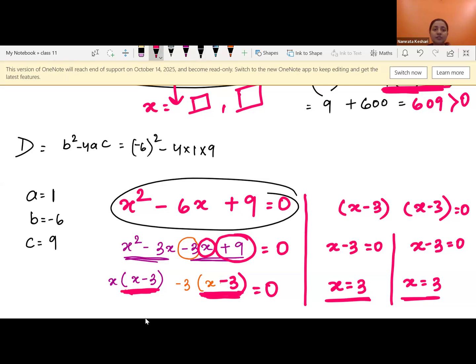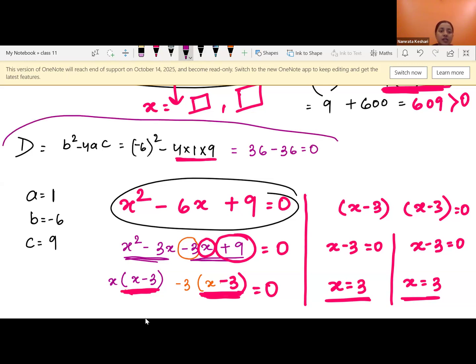And BODMAS says first focus on the multiplication, right? Yes. Okay, so minus 6 square, that will be just 36. Then we have to focus on the multiplication before doing subtraction. So 4 times 9 is 36. 36 minus 36 is 0. Our discriminant came out as 0.